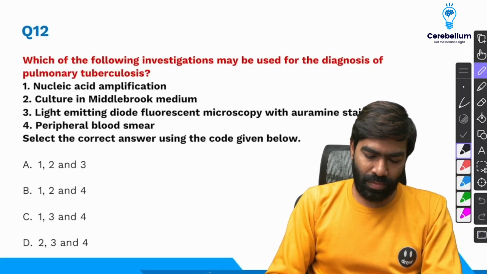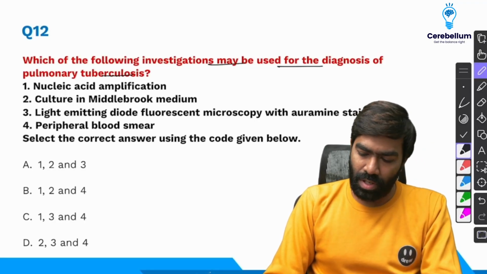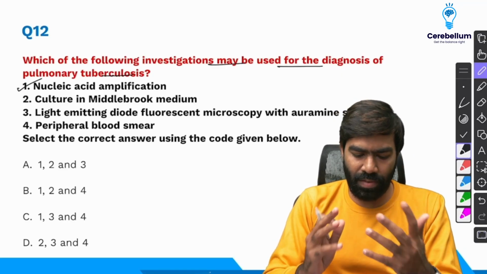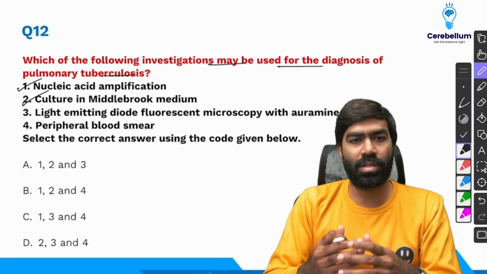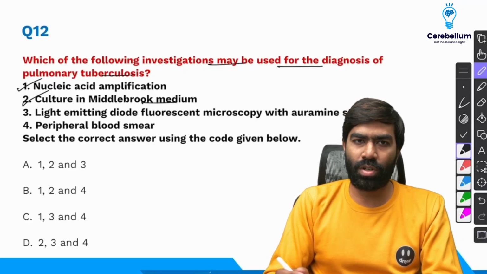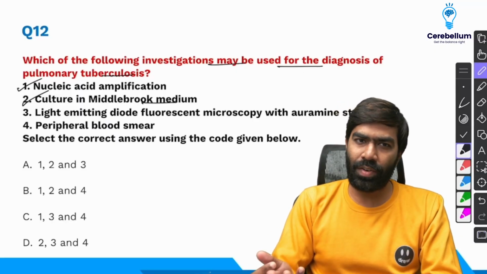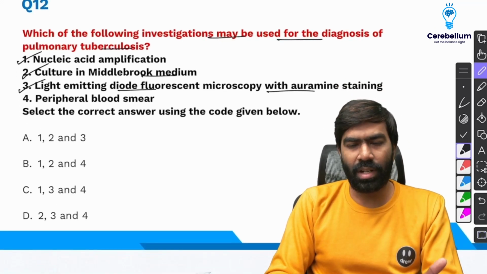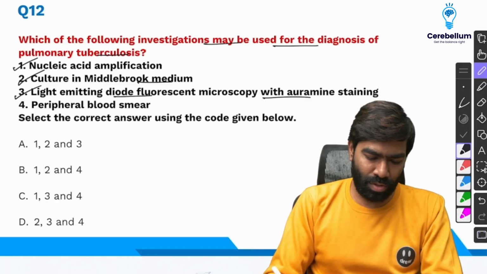Going to the 12th question. Which of the following investigations may be used for the diagnosis of pulmonary tuberculosis? Of course, nucleic acid amplification, that is CBNAAT or PCR, is a very, very important test in modern practice that improves the sensitivity of diagnosis of pulmonary tuberculosis. And culture in Middlebrook medium is also correct because Middlebrook medium and its modified versions are the ones used in various liquid culture media. And the fluorescent LED technique with auramine staining is going to improve the visibility of the tuberculosis bacteria. So that is also correct.